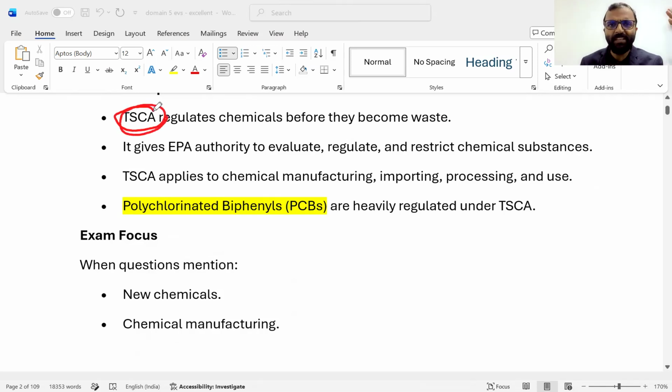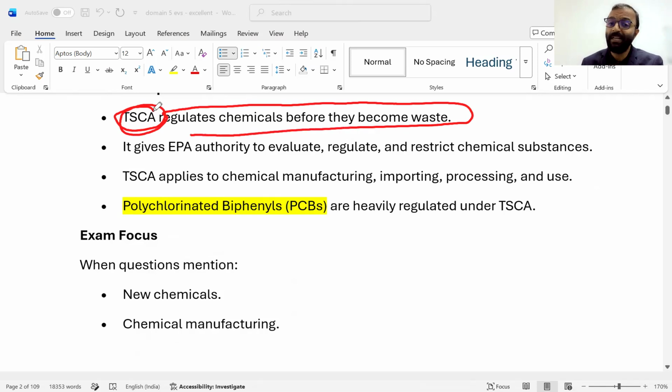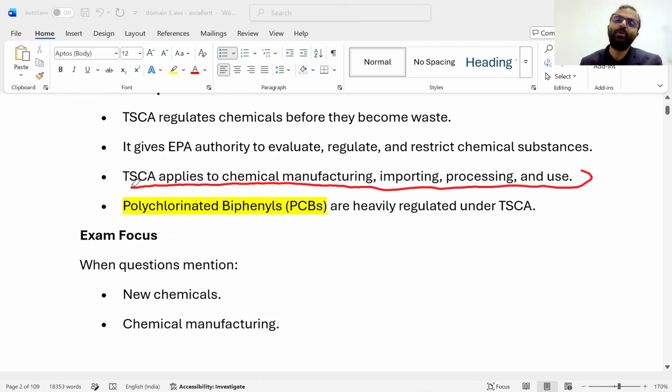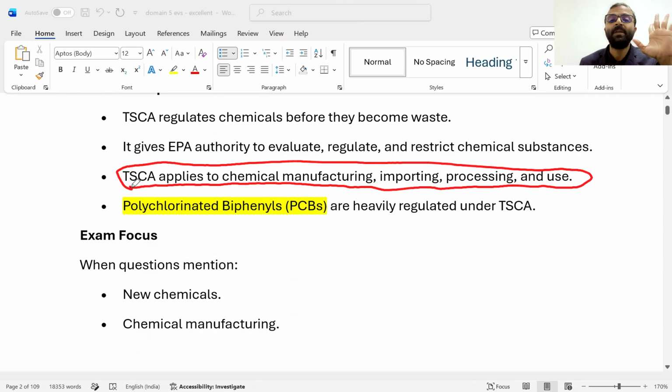So before they become waste, you are using them as a chemical. How you have to use that chemical, what the first aid measures are, all those regulations TSCA makes in the US. It regulates chemicals before they become waste. It gives EPA authority to evaluate, regulate, and restrict chemical substances. TSCA applies to chemical manufacturing, importing, processing and use. See, chemicals' whole lifeline, manufacturing, importing, processing and use, TSCA will be controlling.